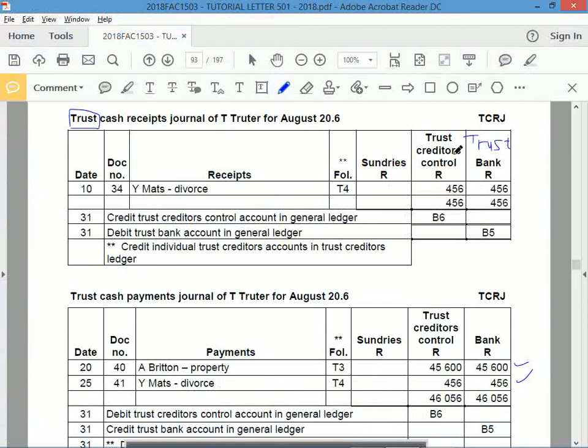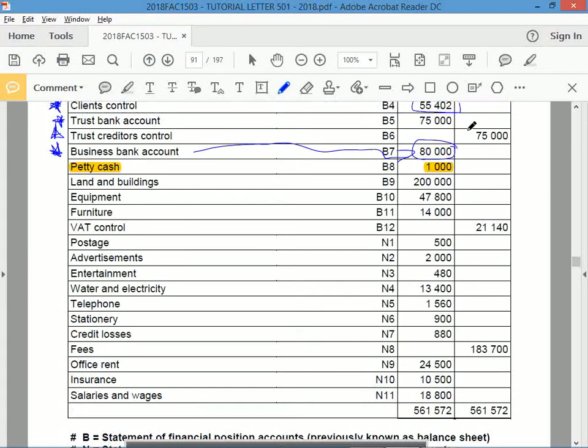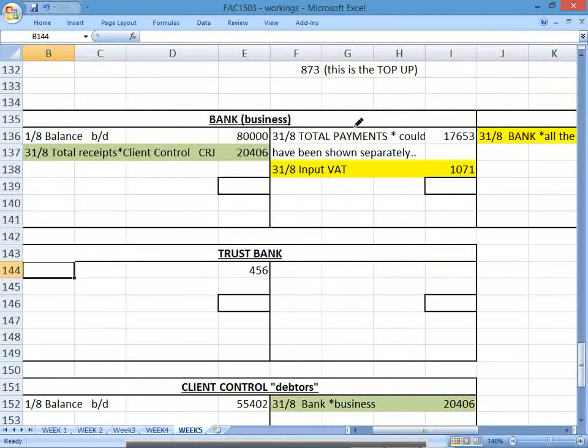Well, if there is a balance, then there will be a balance. Was there a balance? Let's go back and check. Yes, there was. There's the balance, 75, from the trial balance. That's correct. We need to show that. Copy paste, balance brought down, 75. And then the 456. Right, what is this going to show? It's going to show the payments, receipts.